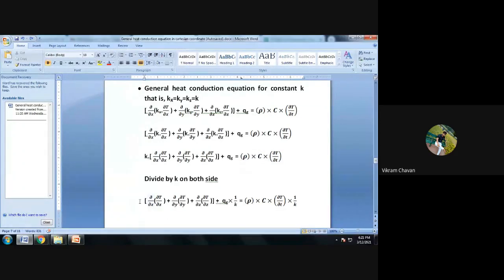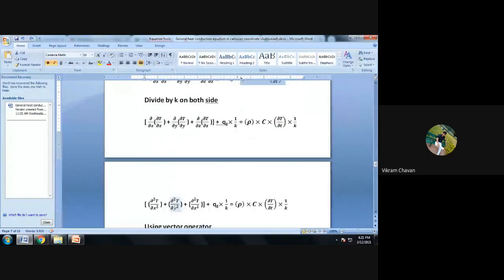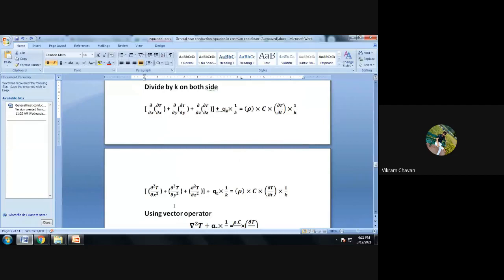So after dividing, we will get this equation. And here the change is that qg becomes qg divided by k, and in the last term, 1 upon k will be added, or it will be divided by k. Then we get this equation.